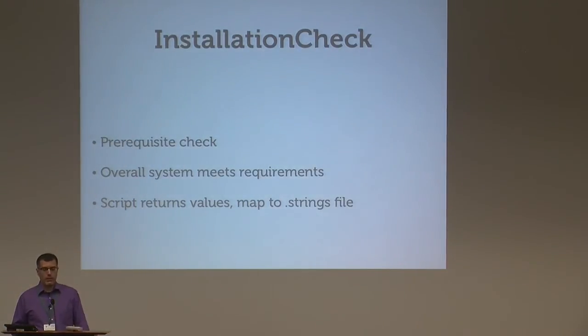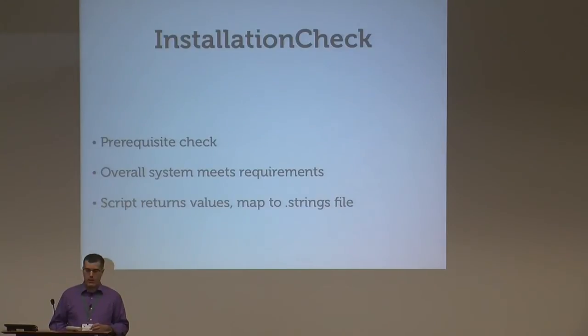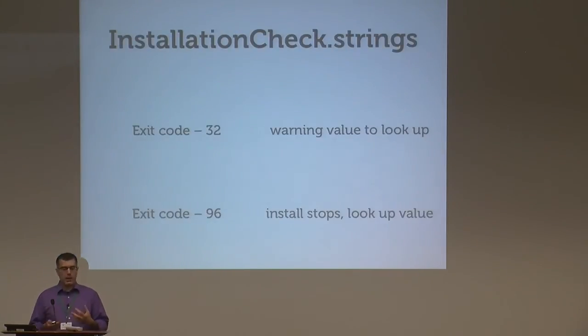The installation script is the first type of script that determines whether the package is eligible to install on your system. It's checking the overall system, you know, things like system version. There has to be a corresponding installation Check.strings file, and you have to do some math to get the exit code of your installation check script to match up with the string that's in your installation Check.strings file.